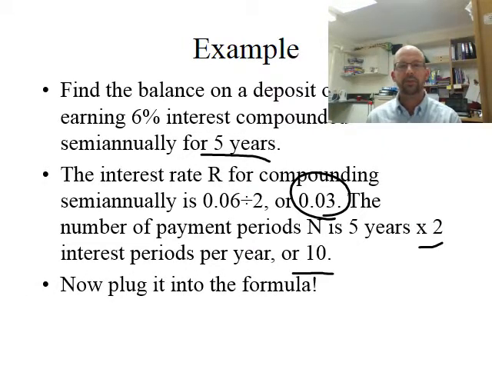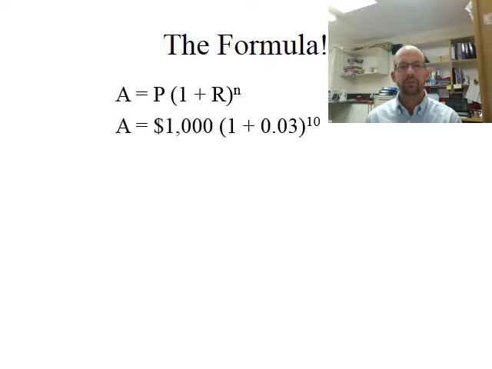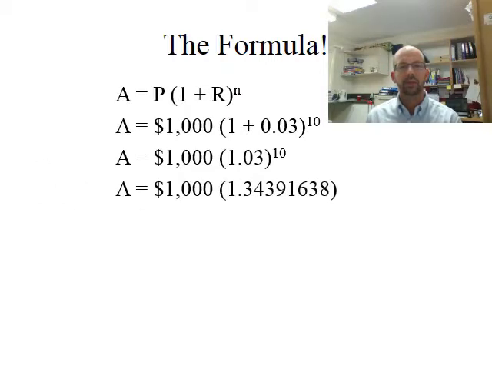Now we just plug that into our formula. Here's the formula. So to substitute, the principal is $1,000, and the interest rate, remember for the half year, is 0.03, and the power of n is the 10 periods that we calculated on the page before. Again, step by step with the calculator, and that brings us to our final amount. And remember, we'll always round off an amount to 2 decimal places or to the nearest cent.